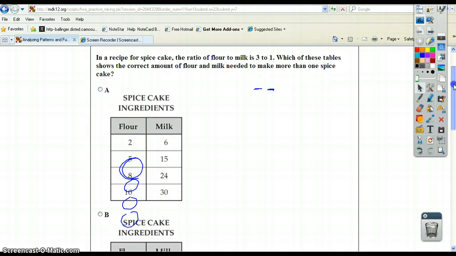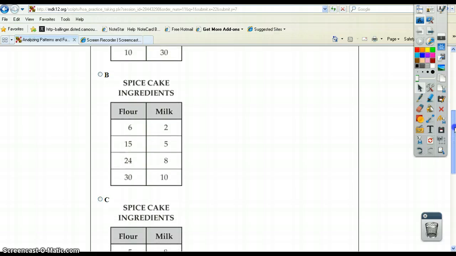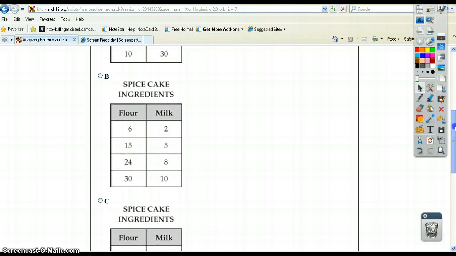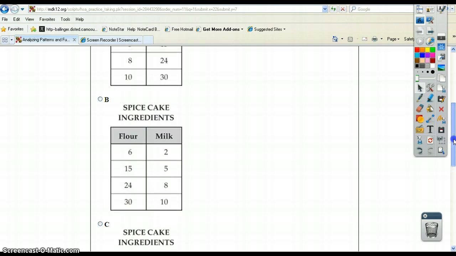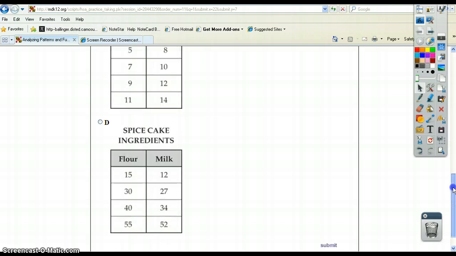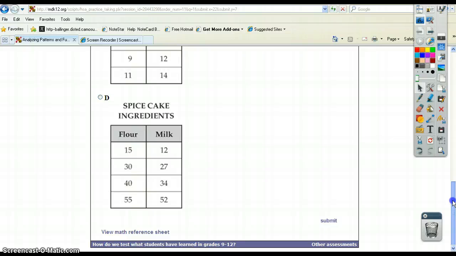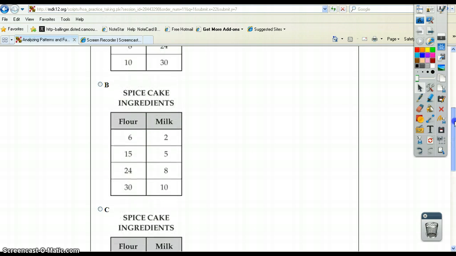So we look through. Oops, let me get those annotations out of there. B, 2 times 3 is 6. 5 times 3 is 15, 8 times 3 is 24, 10 times 3 is 30. I'm positive that's the answer, but we can go through and just check the last few, just to be sure. So here, definitely that's add 3, and in part D, it starts out adding 3, and then gets crazy after that, 6 and then 3 again. So we know for a fact it is B.